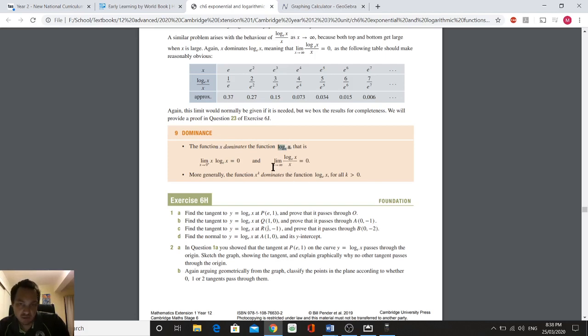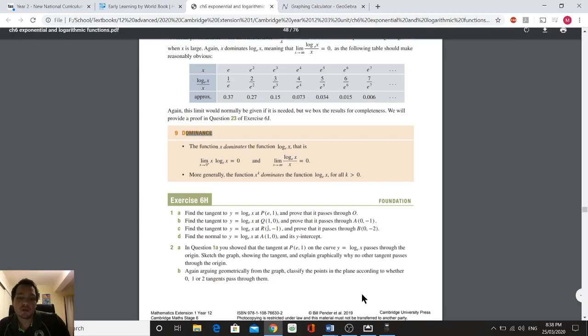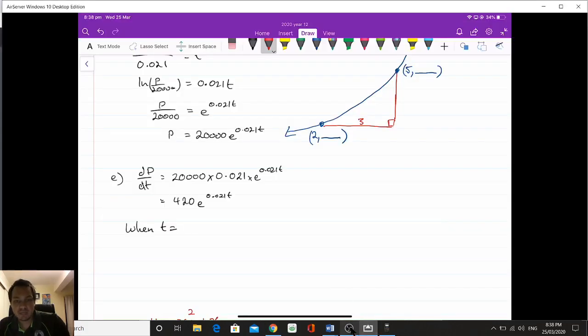As you're getting a really big number, ln x is not as big as x, so it starts to approach 0. It becomes an insignificant number over a billions kind of number. And that's just the word dominance I wanted to talk about. I might leave you there.